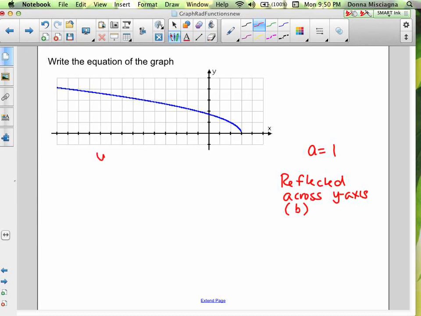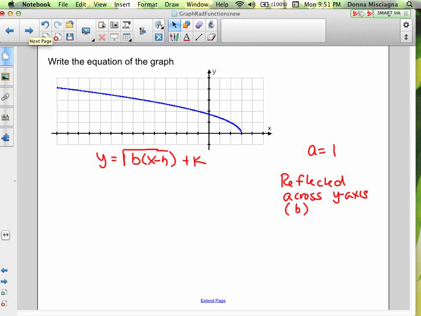So y equals, and then we have a, well, I already told you a is 1, so we'll leave that part off. So y equals the square root of b, now we need parentheses, x minus h, close parentheses, plus k. Right? Got to figure out the b first. All right. Now we're going to do it by inspection, because b is a little harder to solve because it's in the radical.